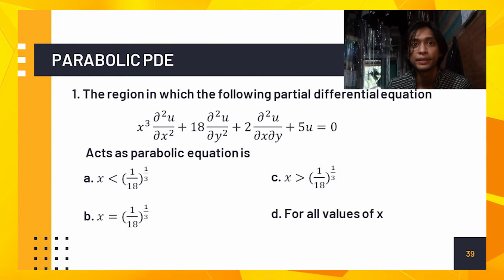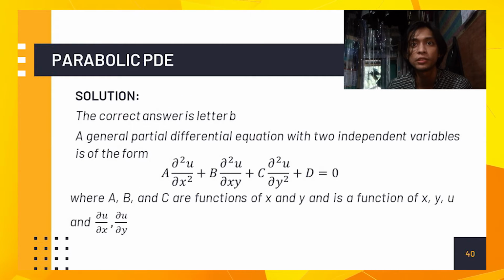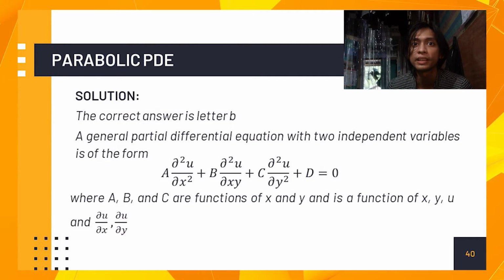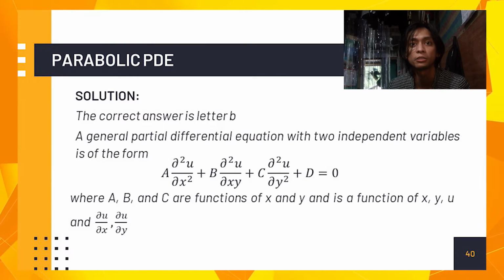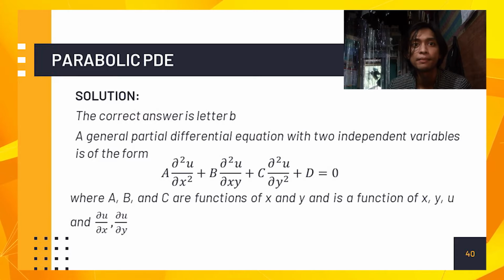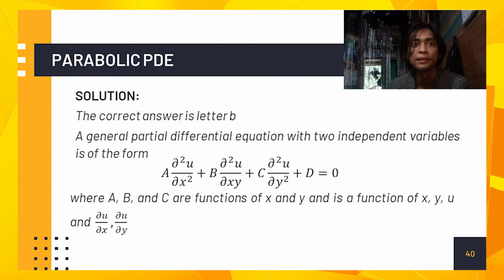The correct answer is letter B, because a general partial differential equation with two independent variables is of the form A times the second partial derivative of u with respect to x squared plus B times the second partial derivative of u with respect to x and y plus C times the second partial derivative of u with respect to y squared plus D is equal to 0, where A, B, and C are functions of x and y, and D is a function of x, y, u, and the partial derivatives of u with respect to x and y.